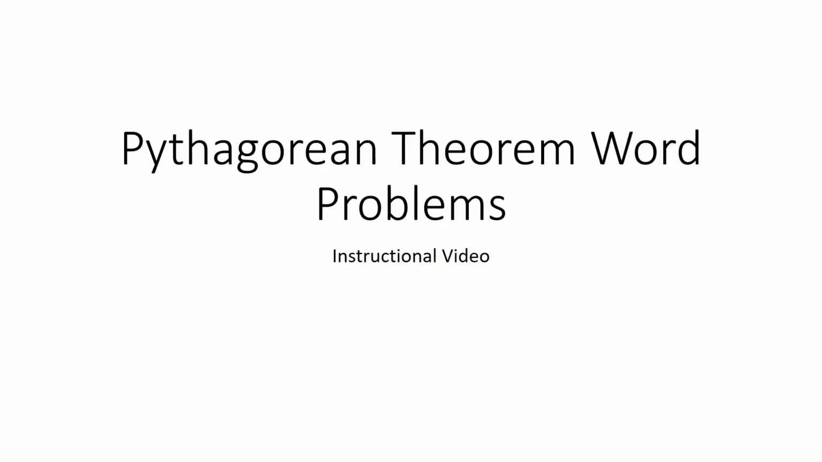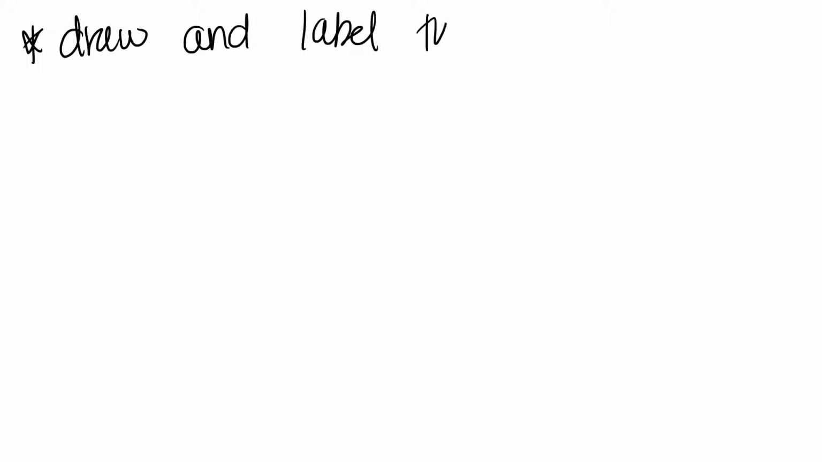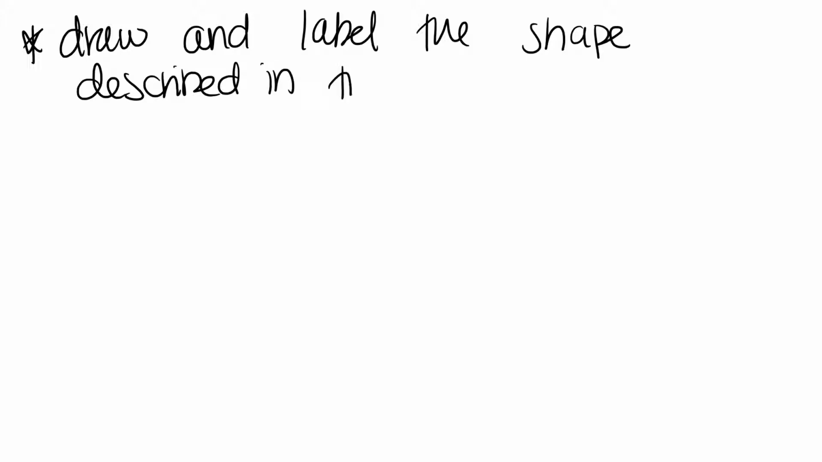This is an instructional video on using the Pythagorean theorem to solve word problems. So when you have a word problem, you need to draw and label the shape described in the word problem. Typically, this will result in a right triangle because that's the Pythagorean theorem, but not always. So read the problem carefully, draw and label that shape.